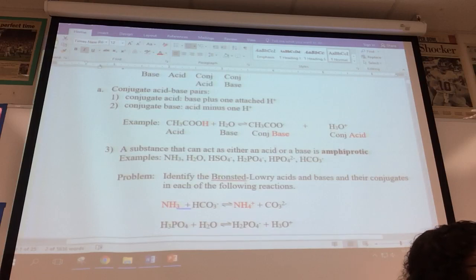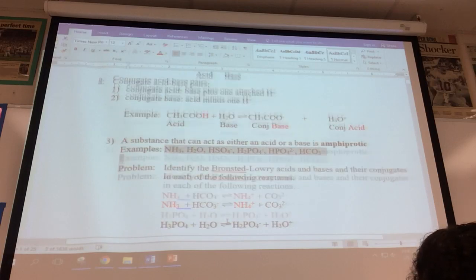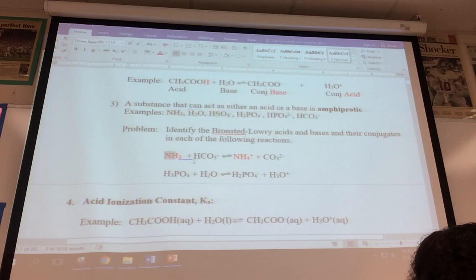As I mentioned, amphiprotic or amphoteric species have the ability to act as acids or bases. They can gain or lose protons. Let's take a look here. First example, look at your reactants. What's the acid? What's the base? Here's the acid. It donates the proton to the base. So base, acid, conjugate base.